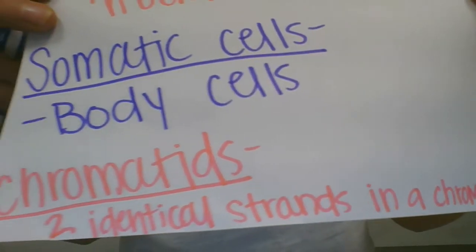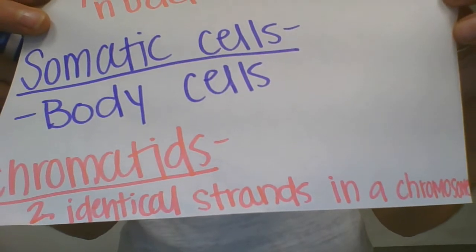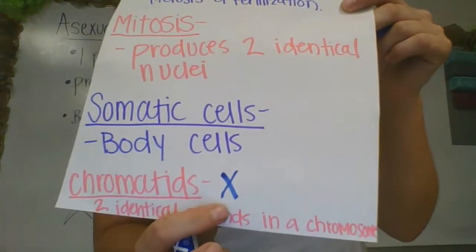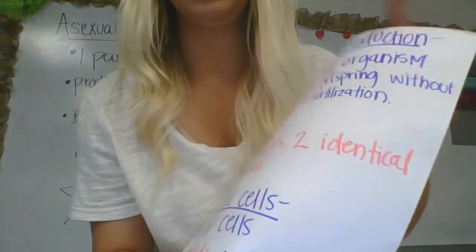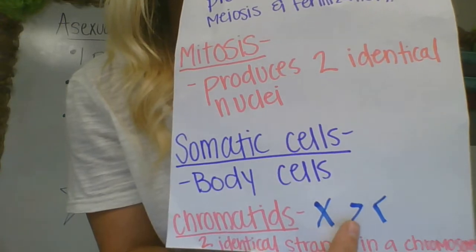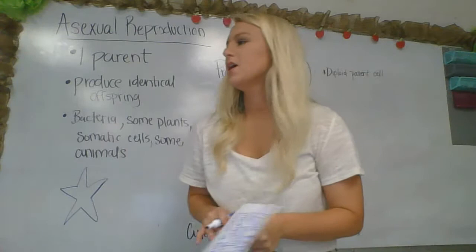All right, and then you have chromatids. Remember, a chromatid is two identical strands in a chromosome. Let me draw on here a chromosome. Okay, so those are chromosomes. If you were to have that chromosome in the middle, it would look like this. Okay, so these are chromatids, a chromosome broken up into chromatids.